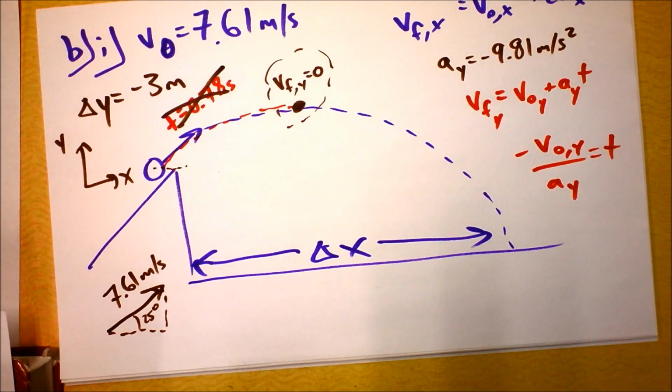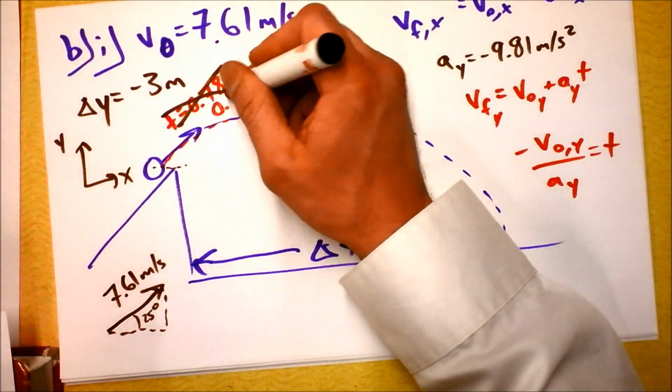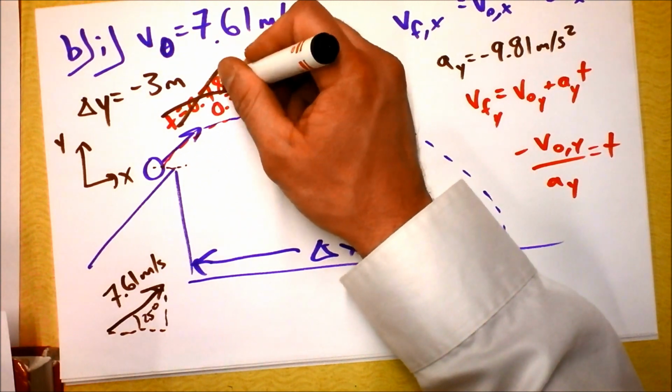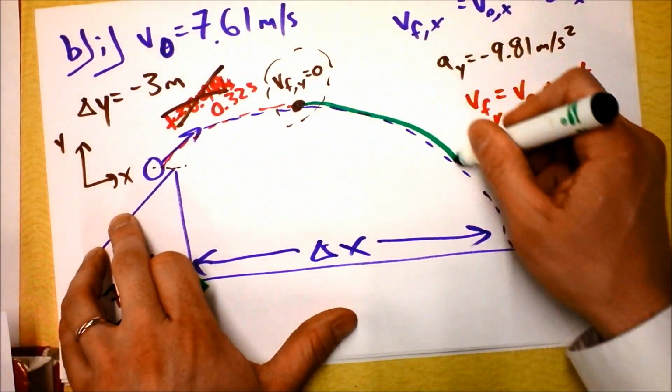What's this time? You know the time? 0.32 seconds. We have a new time coming in at 0.32 seconds. Now, how long does it take to go from the top to the ground?